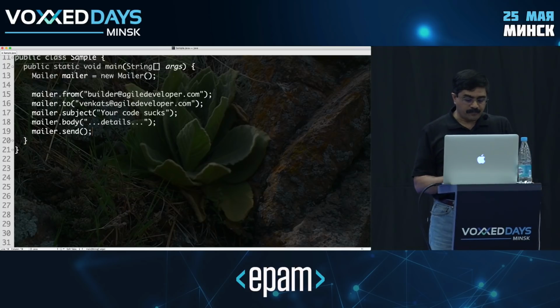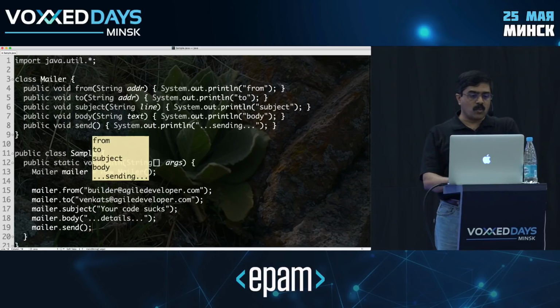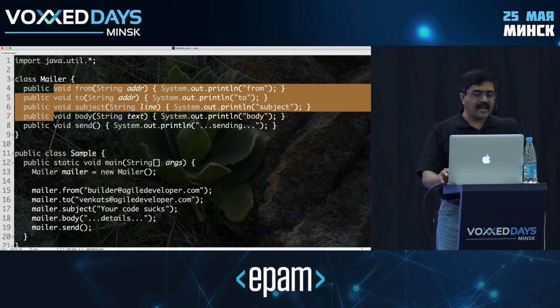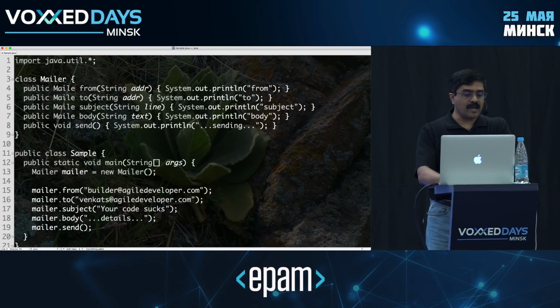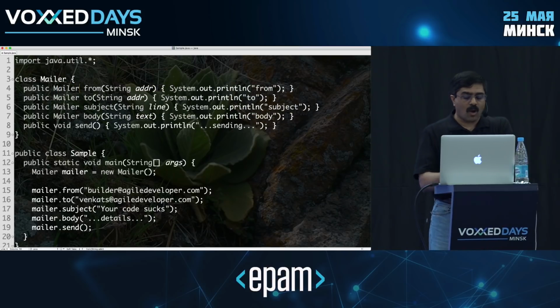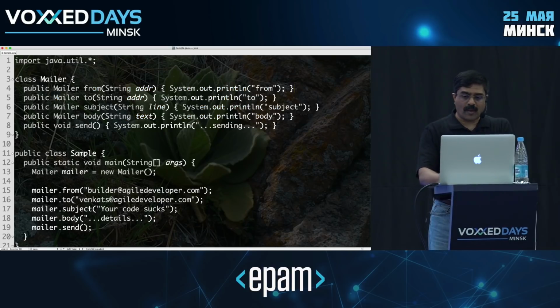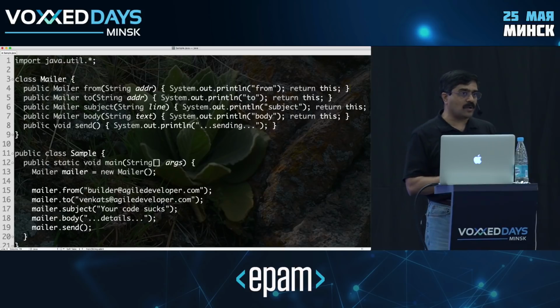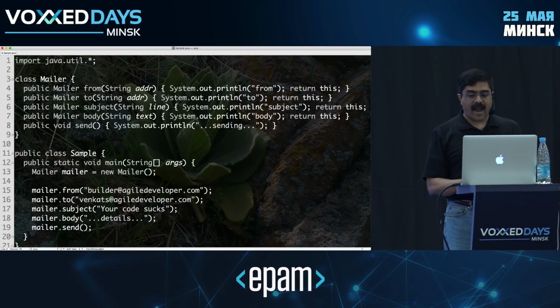What can we do? Well, a couple of things we will do first to reduce the noise. The first thing is we'll go back to this code and take these functions, and we will have each one of them return a mailer back to us from those calls. And as a result, what we will do here is take each one of these lines and return a this at the very end of these calls.